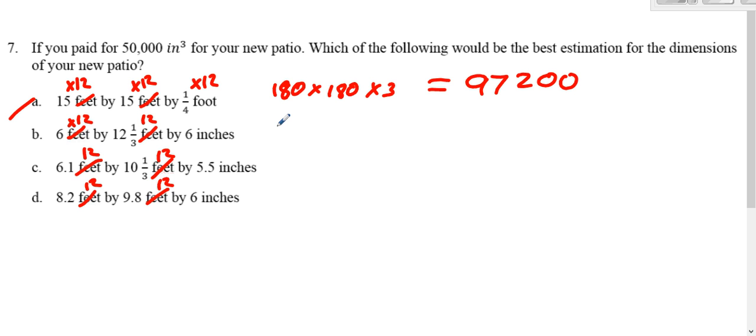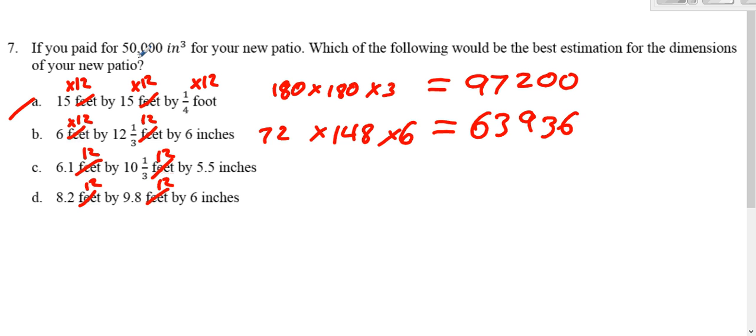Six times 12, 72. 12 and 1/3 times 12 is 148 inches. And then 6 inches. So multiply that all out. 72 times 148 times 6 inches is 63,936. That is also not very close to 50,000.